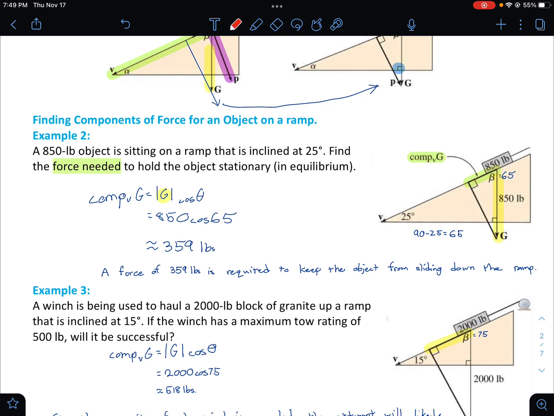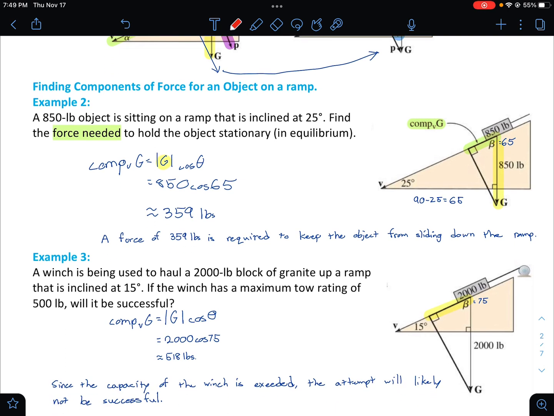And then basically what we would do is, now we have all of this, so we just solve. So 850 cosine 65 gives you 359 pounds. So component G along V equals 359 pounds. My sentence down here, since this is a worded question, you need a worded answer at the bottom. So it says a force of 359 pounds is required to keep the object from sliding down the ramp.